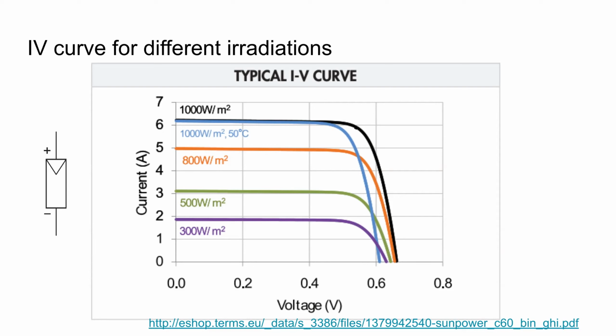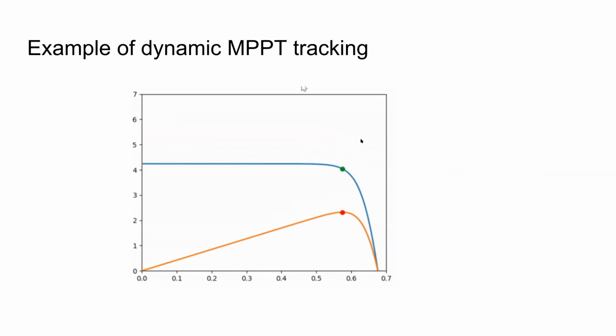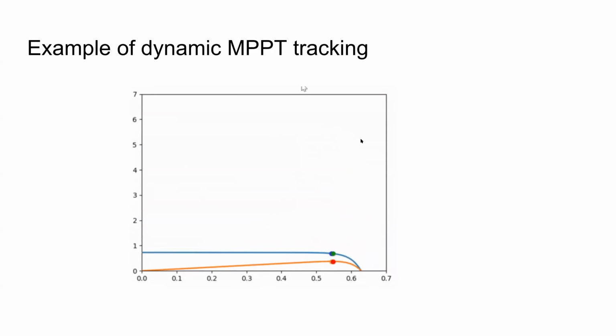So you always try to regulate the voltage to be, in this case, maybe 0.55 volt. So you're on the maximum product of current and voltage, I think. Yeah, this is how a maximum power point tracker works.